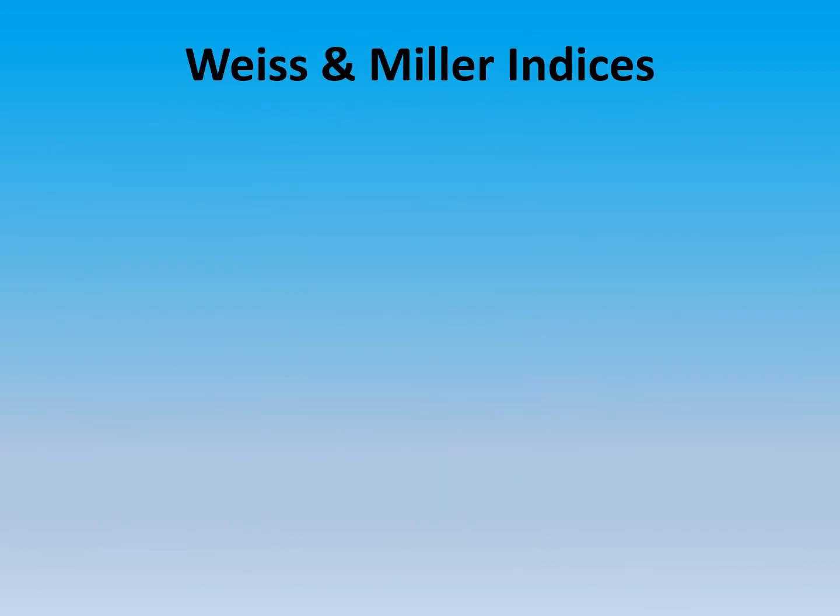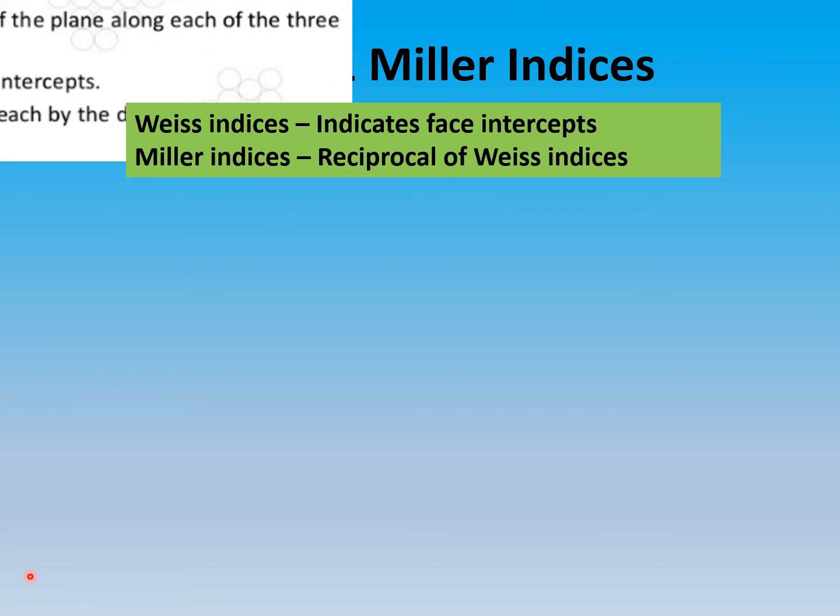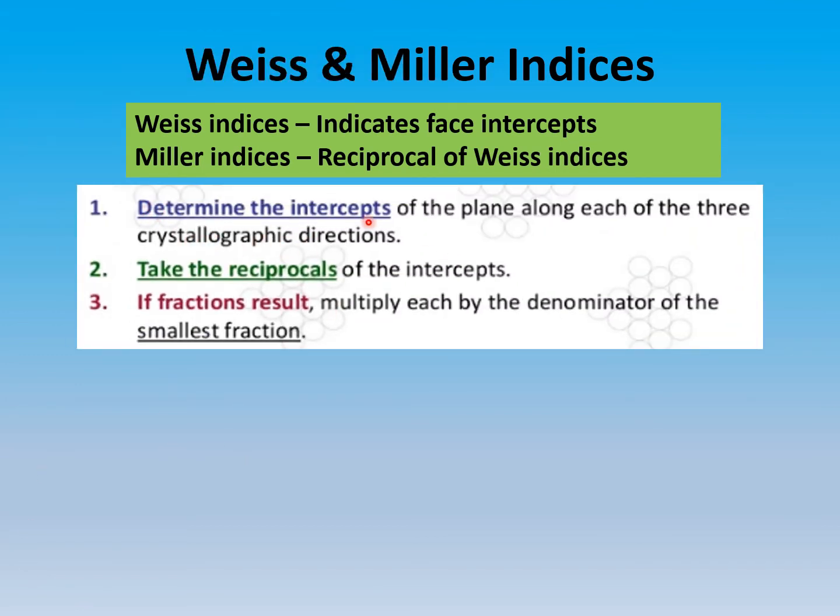Next, Weiss indices and Miller indices. How do we find the Weiss indices and the Miller indices? The Weiss indices indicate the intercepts, where the plane intercepts the x, y, and z axes. That means the intercepts, mentioned in vector form, are the Weiss indices. The reciprocal of the Weiss indices we call the Miller indices. We'll see how to determine this. The first step is to find the intercepts of the plane, where it intersects. The next step is the reciprocal of those intercepts. If the reciprocals contain fractions, we need to take the least common multiple, multiply by it to clear the denominators, and take the smallest whole numbers.